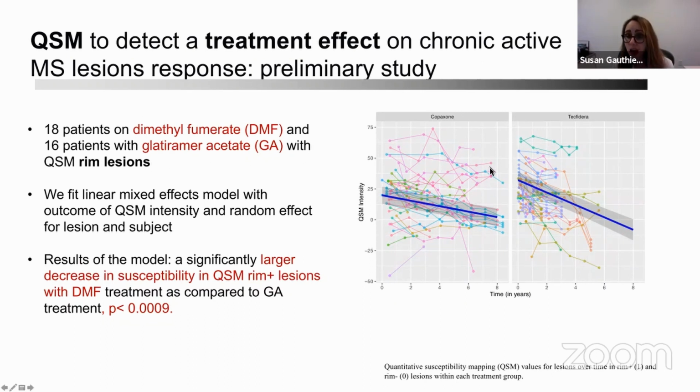And we looked over time at this trajectory of change on susceptibility. She fit a linear effects model, and we saw that there was a larger decrease in susceptibility in rim lesions in patients treated with Tecfidera as compared to Copaxone. Why I like this figure is that it really shows the dynamic and the change as well as the variability of our data. And I think all of you can appreciate how difficult this data is to work with when you have something that jumps around like this. But we do find that the overall trend is different.